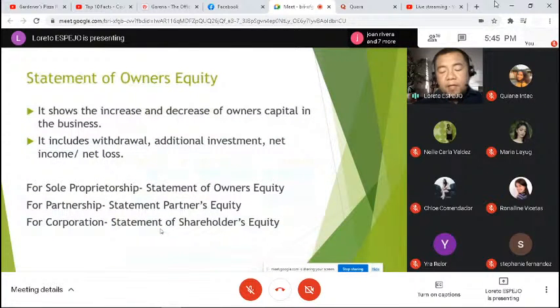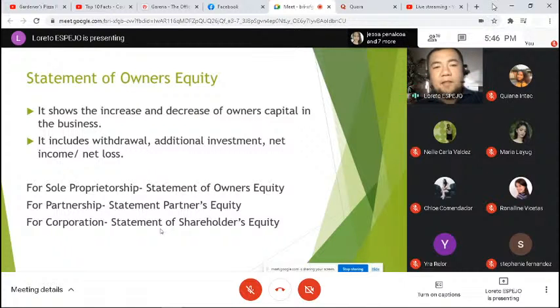After the income statement was made, the next thing that you need to do is the statement of owner's equity. The statement of owner's equity shows the increase and decrease of owner's capital, yung movement ng capital ng may-ari. Tumaas, bumaba. Okay? There are different accounts that might affect the capital. It includes withdrawal, additional investment, net income, and net loss.